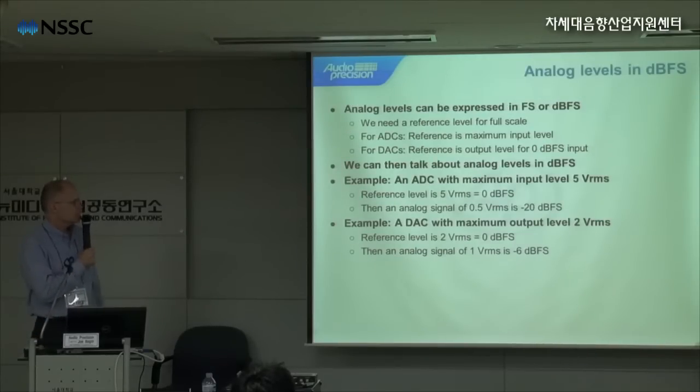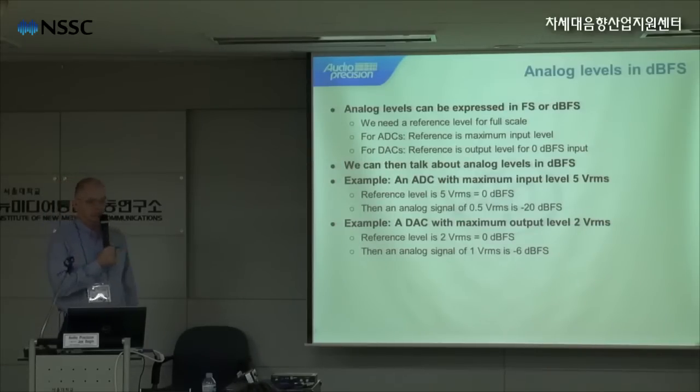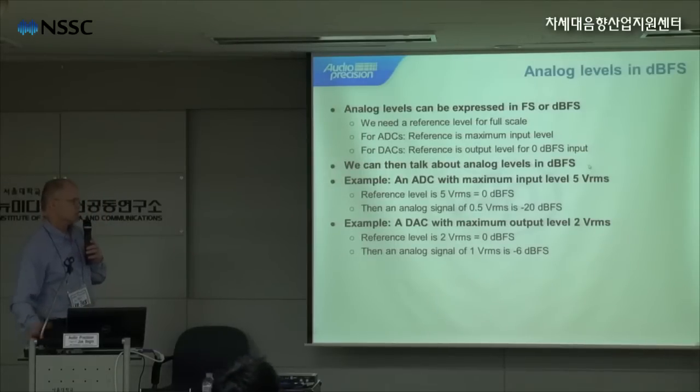Now analog levels can be expressed in FS or dBFS, and we need a reference for full scale. So for analog to digital converters, the reference is the maximum input level of the device. For digital to analog converters, the reference is the output level for 0 dB full scale input. So in other words, for a DAC, we would output a signal that's 0 dBFS or full scale, and we would measure the corresponding analog level. And in that case, we can talk about analog levels in dBFS.